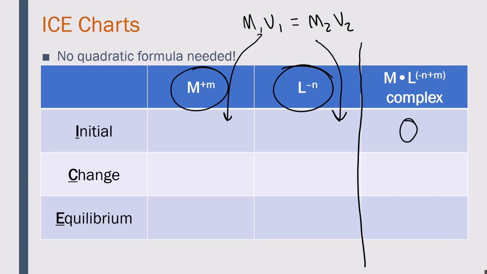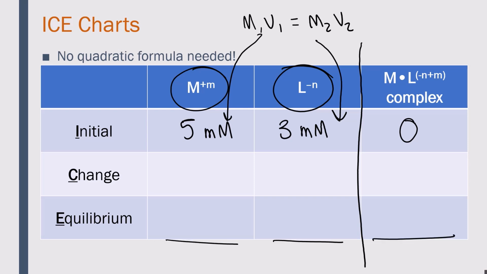Now, let's say that you did your hypothetical math and you determined that there is 5 millimolar of the metal cation and 3 millimolar of the ligand anion. So those are our initial concentrations of what you're actually mixing together into a test tube. Now we have to figure out what our equilibrium values are, and this is the experimental portion.